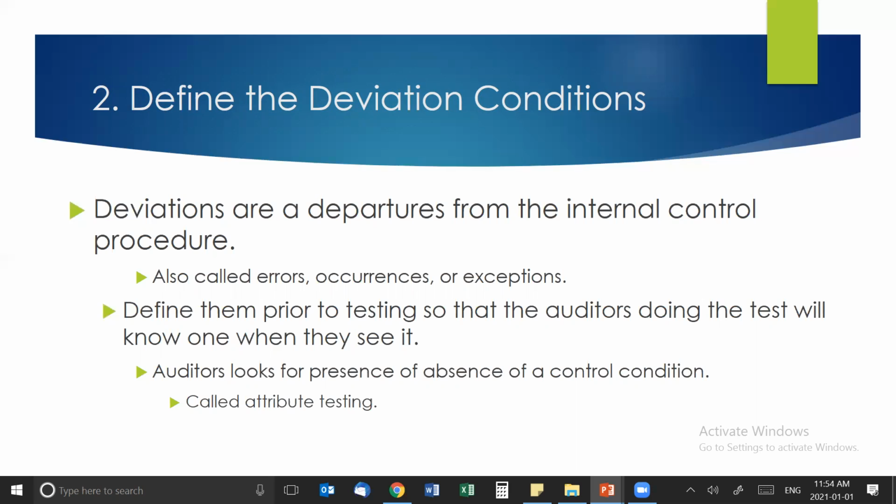And to do that, you need to be able to understand the internal controls. So if one of the controls is that the supervisor approves all transactions that are posted into the system, what you're looking for when you're doing the test is approvals. A deviation from that internal control procedure is not having a supervisor timestamp and signature. Okay, so that would be the error you're looking for.